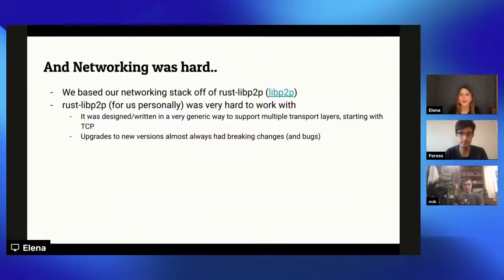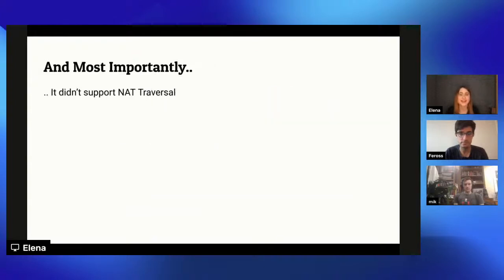The Rust version, however, isn't so mature, and that's what we had to work with. And it was very, very hard to work with. Part of the reason is that it's written in a very generic way. It was meant to support multiple transport layers. It started with TCP, but the idea is that you could use anything: UDP, Bluetooth, satellite. You can do anything you could possibly want for your networking layer. But in practice, it was very, very difficult to work with. And most importantly, it didn't have NAT traversal.